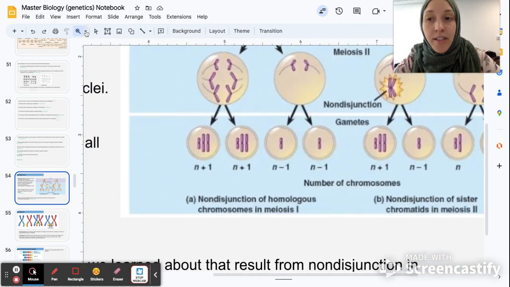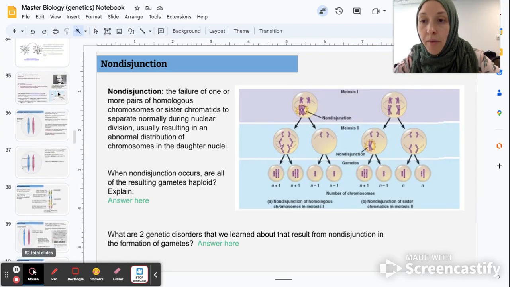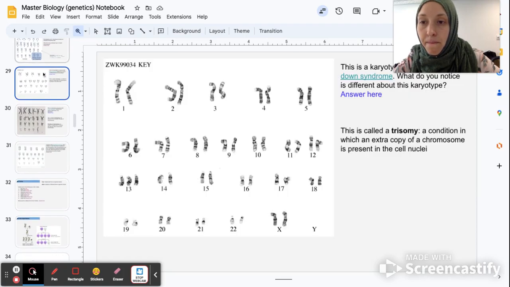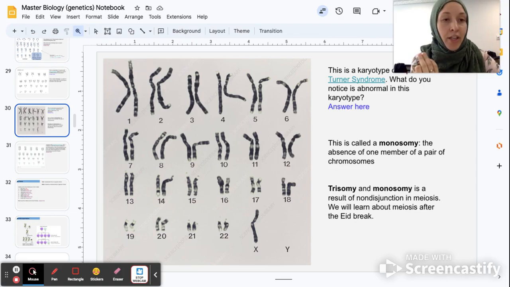And some disorders that we learned about that result from non-disjunction would be Down syndrome, where we have a trisomy. So one of the gametes contained an extra chromosome number 13. Okay. We have Turner syndrome. One of the gametes was missing a sex chromosome. So it could have been missing an X or a Y. We don't really know, but it was missing a sex chromosome.